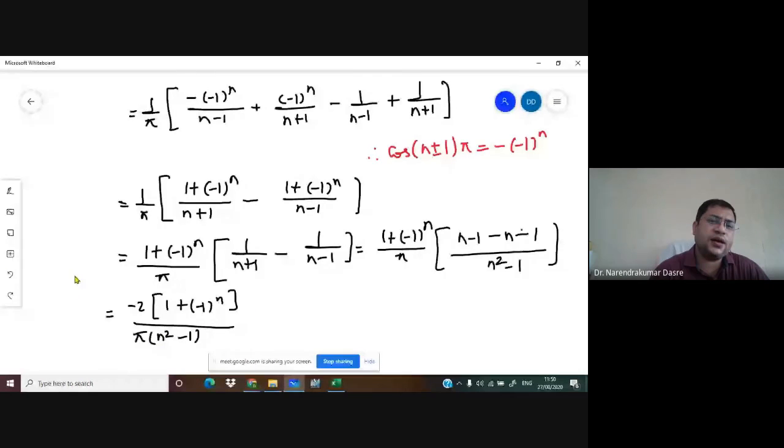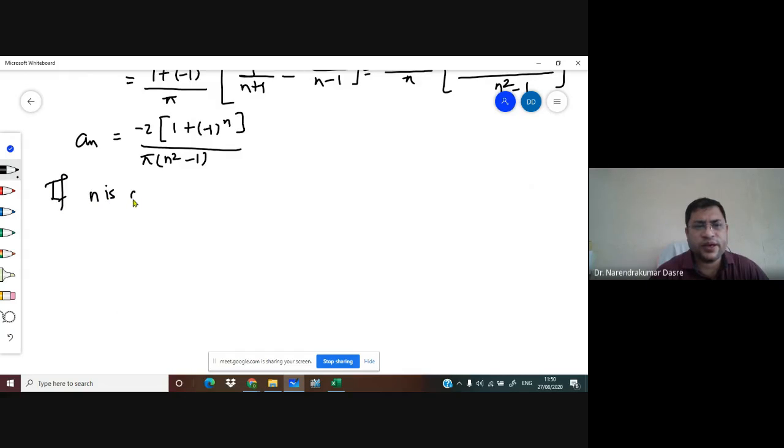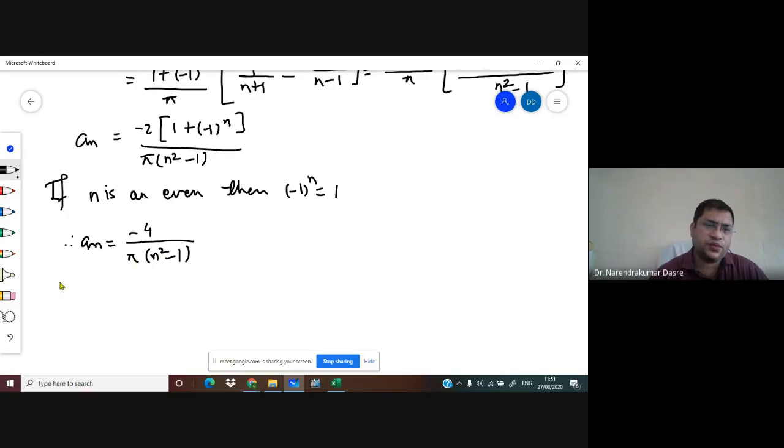Now we can see for this term we have to consider what happens if n is odd and what happens if n is even. So if n is even, then (-1)^n will become 1, and hence a_n is equal to, this will become 1 plus 1, 2, so this will become -4 upon pi (n^2 - 1).